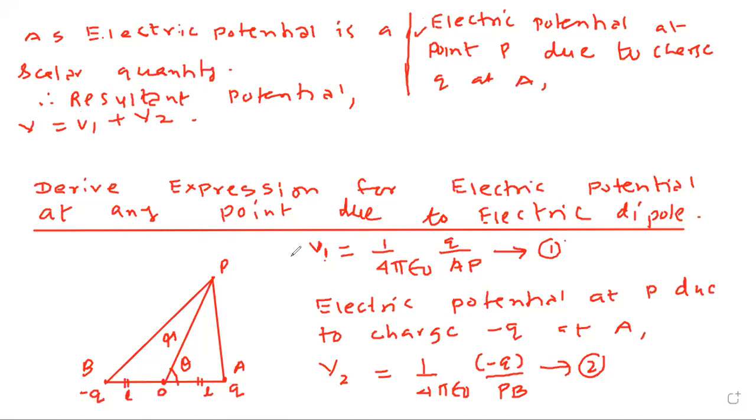Sir, in equation 2, it will be at P, right? What we have written is at P only. I have written electric potential at P due to charge minus Q at P. Okay.